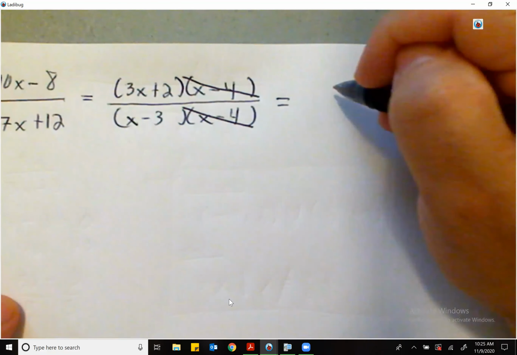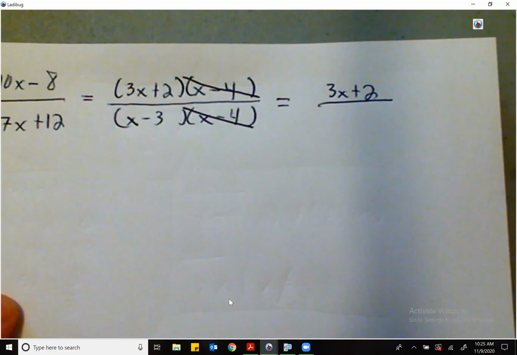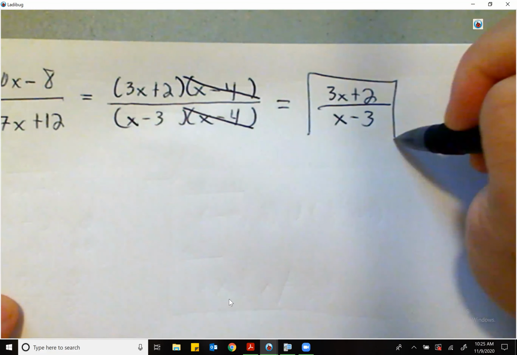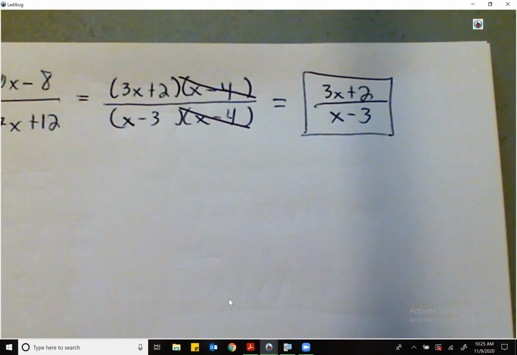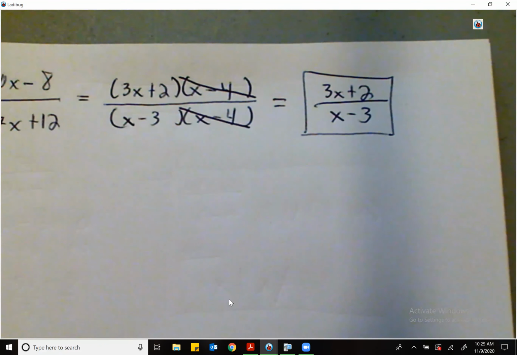3x plus 2 over x minus 3. You got it. There's your answer. 3x plus 2 all over x minus 3. Perfect. Good job. That's simplifying. Your factoring is going to take you the longest on this. Factoring is the long part.